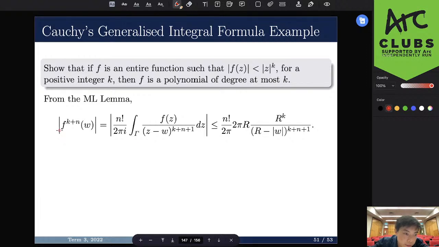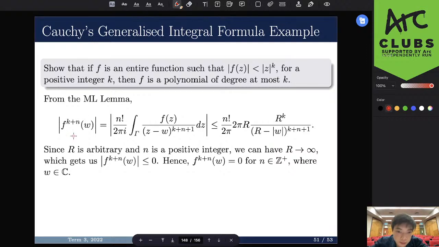So now what we have is the modulus of the derivative for k plus n is going to be less than or equal to n factorial over 2 pi times 2 pi r, which is the arc length because it's a circle of radius r, and we substituted in our maximizer that we found. And obviously we remove the i here because i has a modulus of 1, so if we take the modulus, it should be irrelevant. So now the reason we chose our circle is because obviously r is arbitrary. That means that this inequality holds for any possible r we choose.